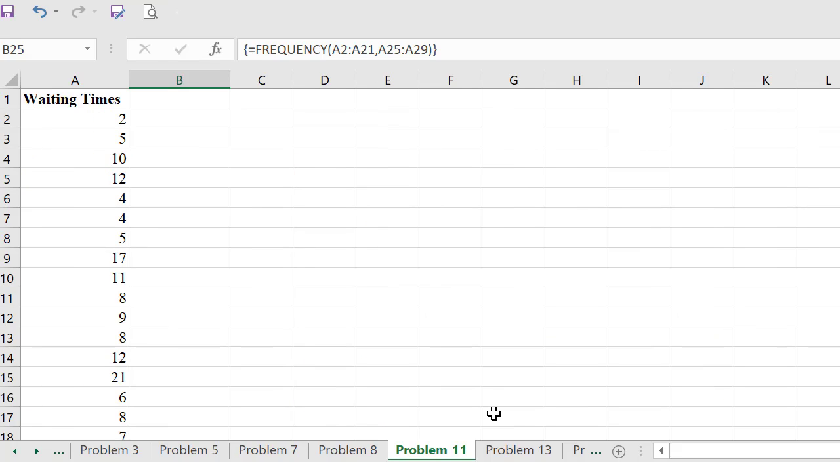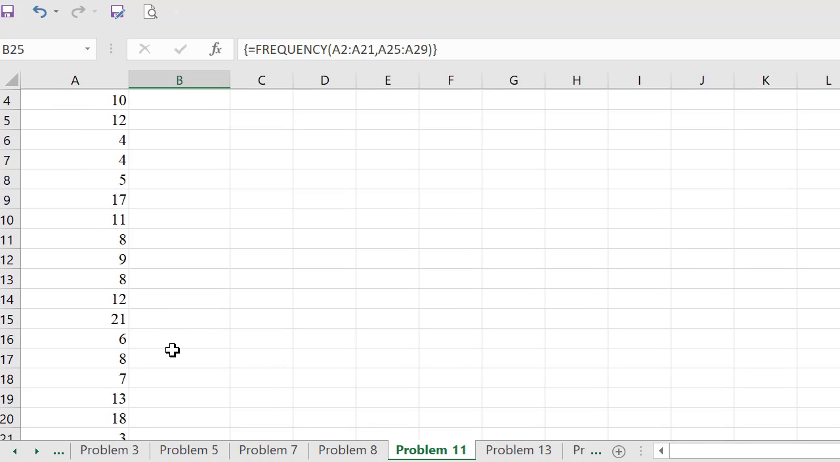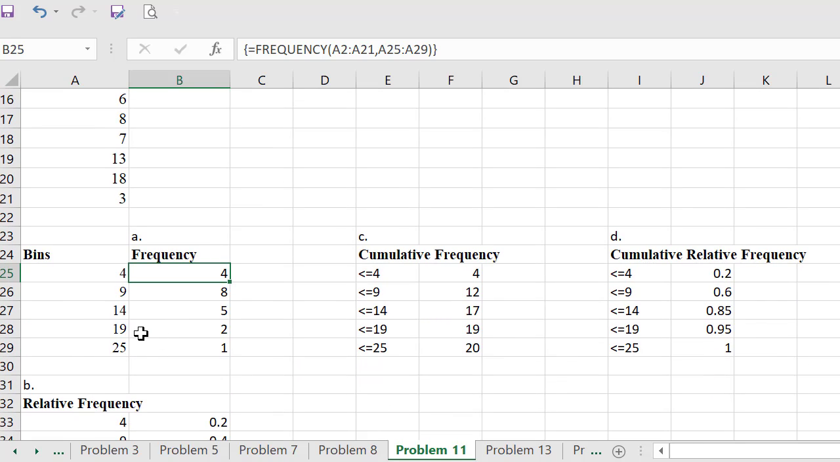All right, the next problem is problem 11. So you got your waiting times. You were told what the size of your bins would be: 0 to 4, 5 to 9, 10 to 14, 15 to 19, and then 20 to 24.